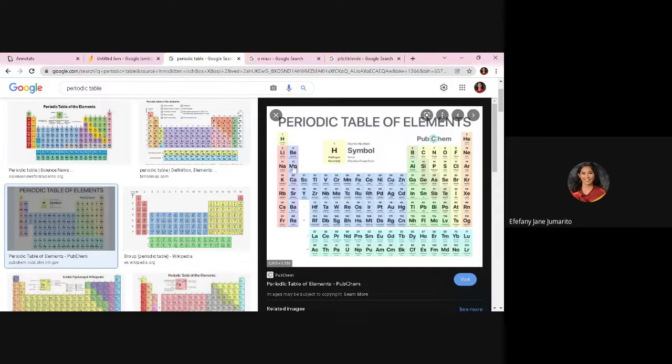Magnesium. The atomic number is 12. Atomic number 12, so how many protons also? 12, ma'am. Okay, 12 protons, because they are arranged according to the number of protons.